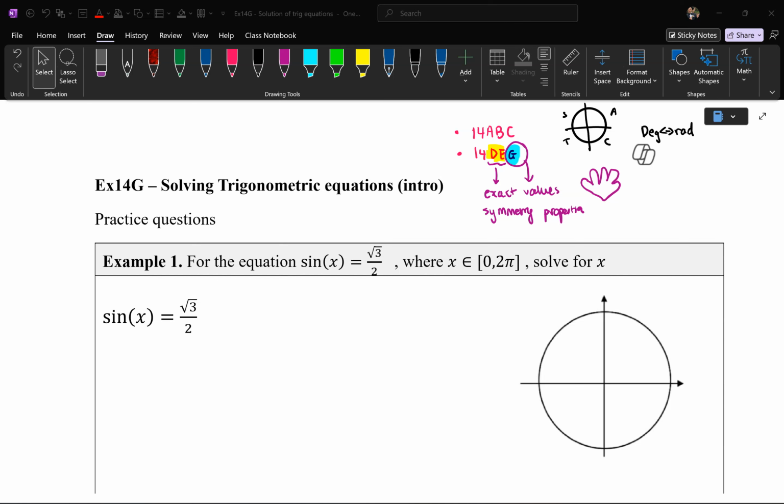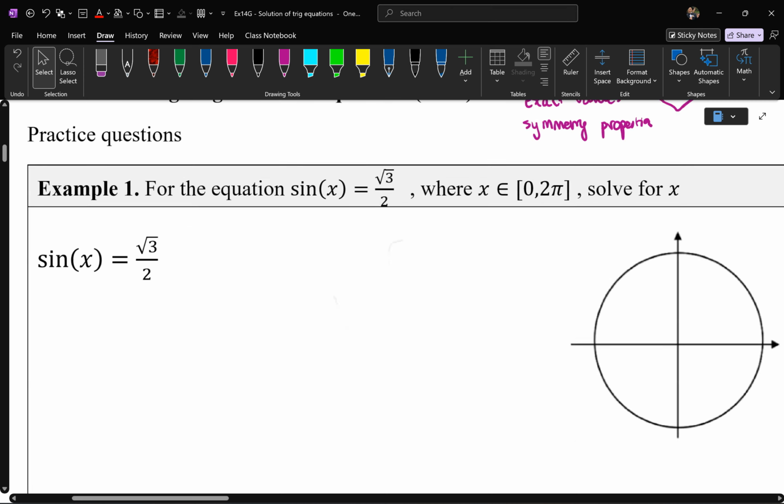Here we go. 14G, the intro. Your job in exercise 14G is to solve an equation. So you needed to know symmetry properties and exact values. If you don't know all the exact values yet, use the table. So use it to guide you first, okay? But let's do this problem first.